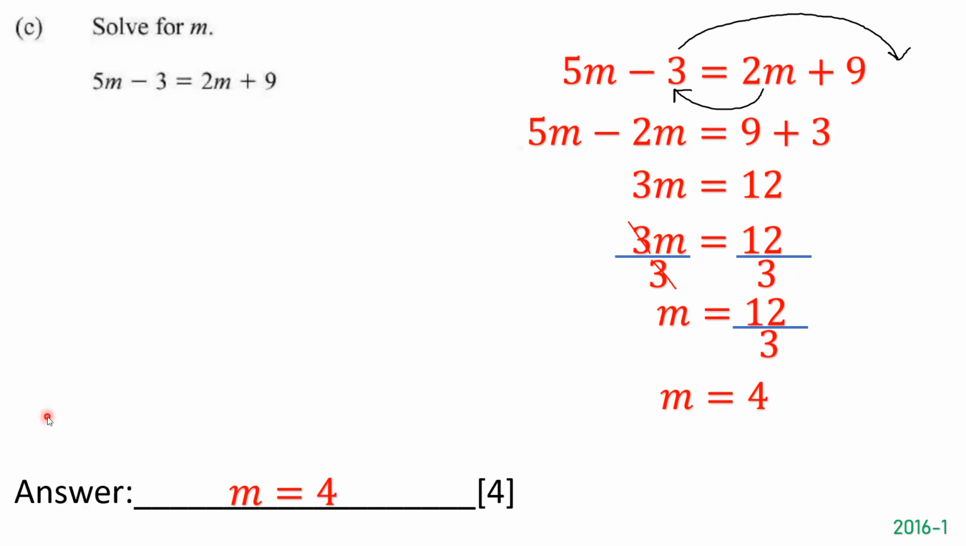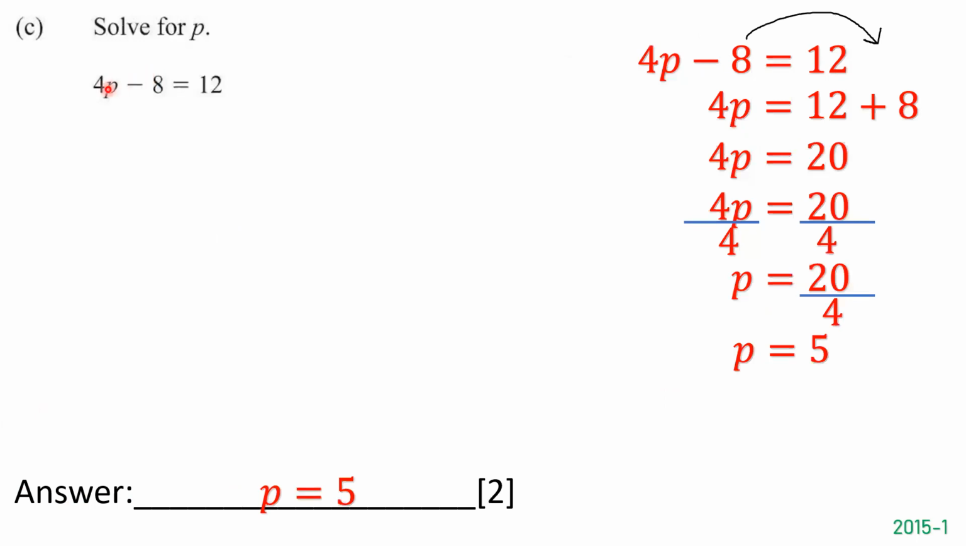Okay, let's move on to the next question. Here we have, this is another linear equation. We have 4p minus 8 equals 12. And so the idea here is that we want to make sure that the negative 8 goes over the equal sign. It was a negative 8, and so when we send it over the equal sign, it becomes a positive 8. And so we are left with 4p equals 12 plus 8. Now, what is 12 plus 8? Well, 12 plus 8 is definitely 20. And so we have 4p equals 20.